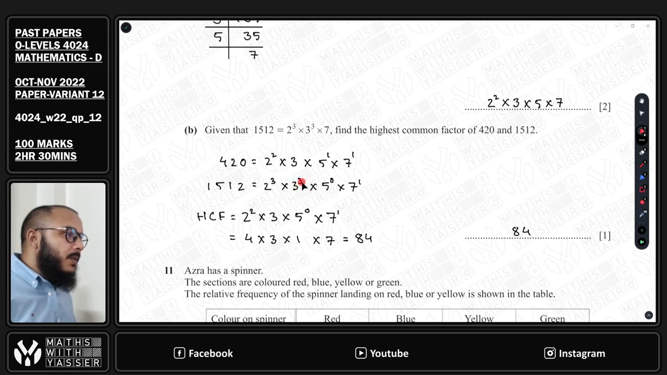And for 3 to the power, between 3 to the power 3 and 3 to the power 1, 3 to the power 1 is the least. Then we have 5 to the power 0 and 5 to the power 1. So 5 to the power 0 is the least. And since both of them have the same power, we will bring the common one, which is 7 to the power 1. Hence we have 2 squared is 4 times 3, 5 to the power 0 is 1, and 7. That will give us 84.